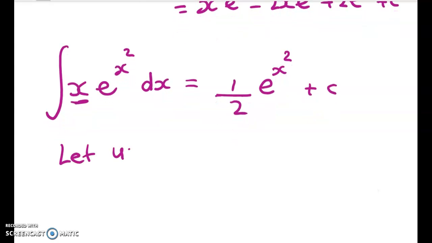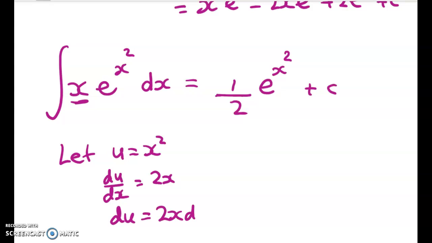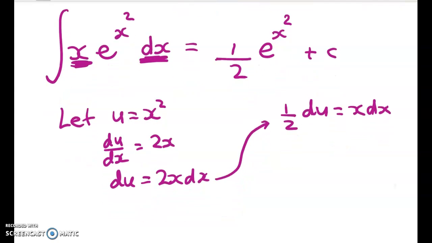And there's lots of substitution work in Delta, and there's lots on Dr Frost. So let u equal x squared. du by dx is equal to 2x. So du is equal to 2x dx. You can see in here we've got x dx. So 1/2 du is equal to x dx.